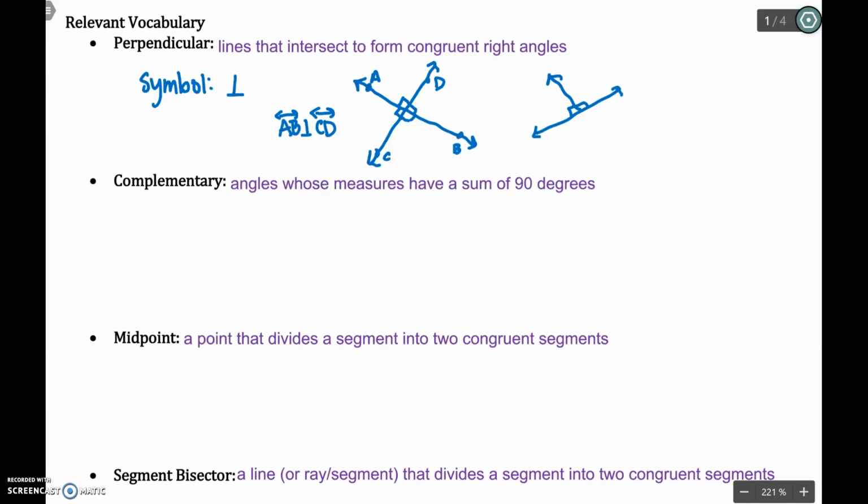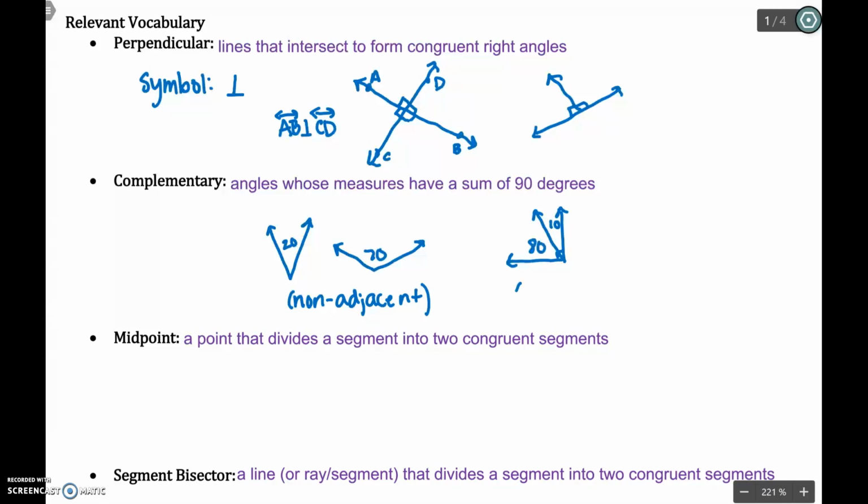Okay, the next one is complementary. Complementary are angles whose measures have a sum of 90 degrees. So that could be two angles, for example, one here and one here. These are called non-adjacent, meaning that they add to 90 but they don't touch one another. Or that could also look like a right angle that has been split into two other angles, and those would be called adjacent ones.